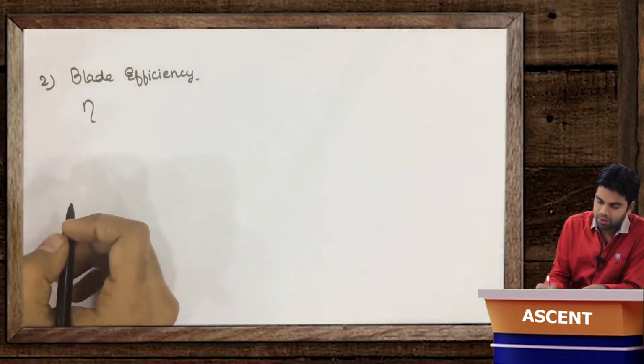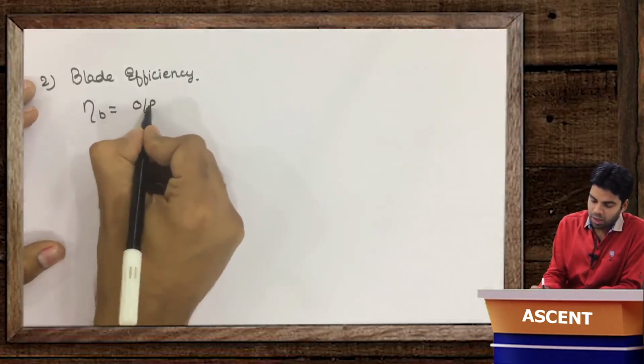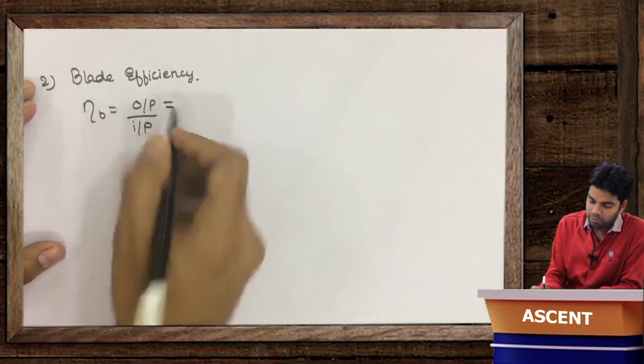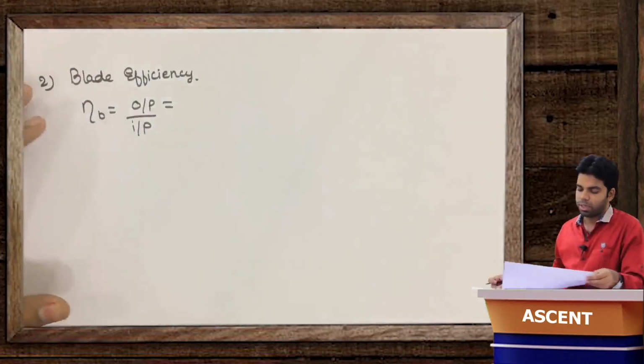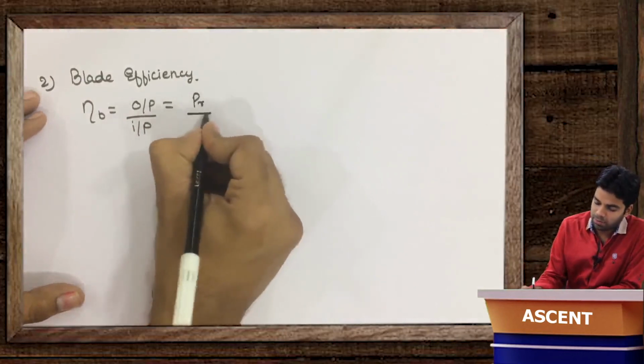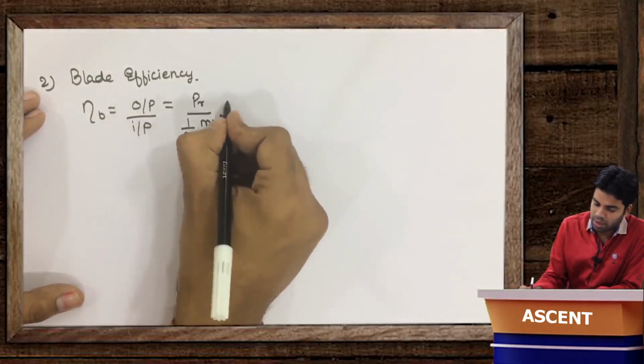Wherever there are losses, we can determine the efficiency. So what will be the blade efficiency here? Again, output of blade divided by input of blade. Now what is the output of the blade here? The output of the blade, as I told you, is nothing but the runner power, divided by the input of the blade, which is nothing but kinetic energy, half m v square.